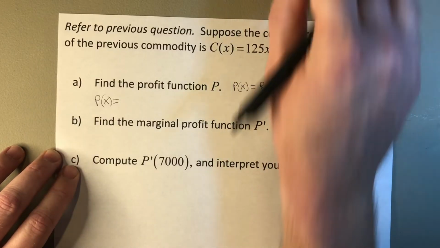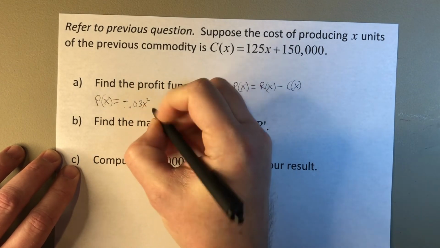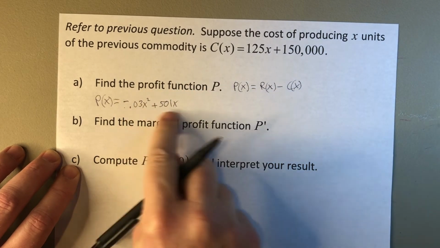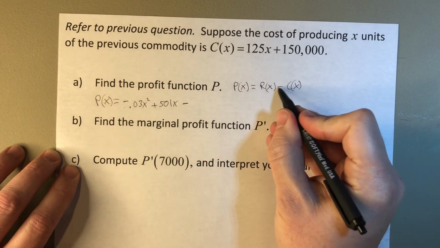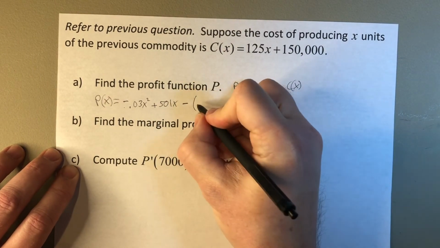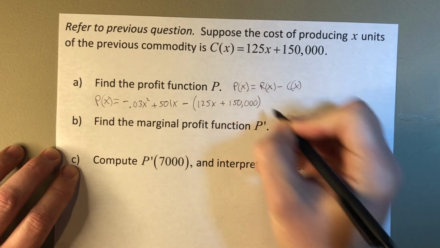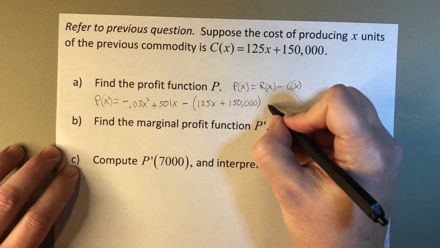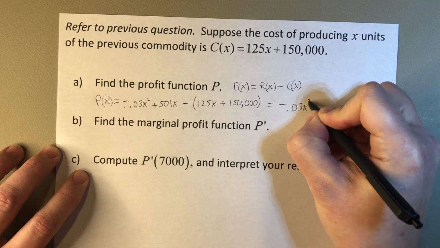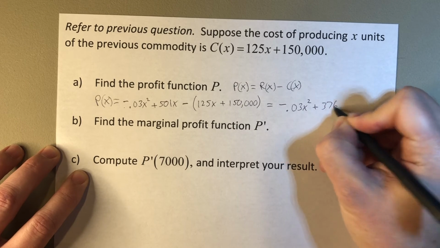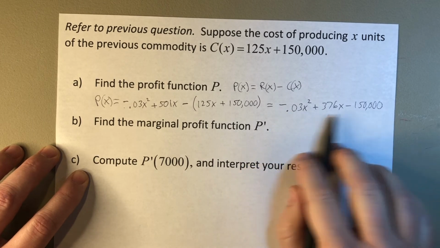Okay, perfect. So let's write this down. Negative 0.03x squared plus 501x. I'm getting this from the previous example. This is our revenue model, okay? And then minus what? Minus what? The cost model, which is 125x plus 150,000. And you simplify this, and you end up getting your profit model, which would be equal to this. Negative 0.03x squared plus 376x minus 150,000. There's your profit model.